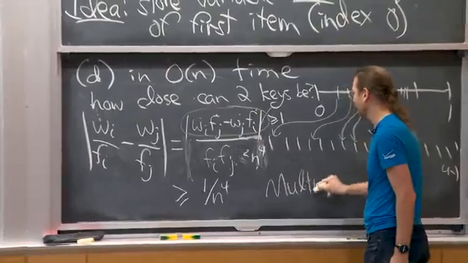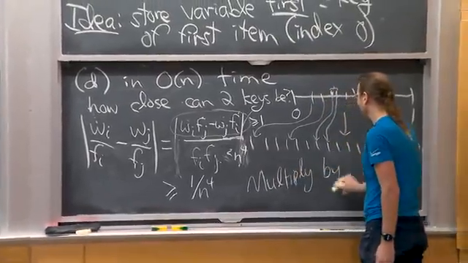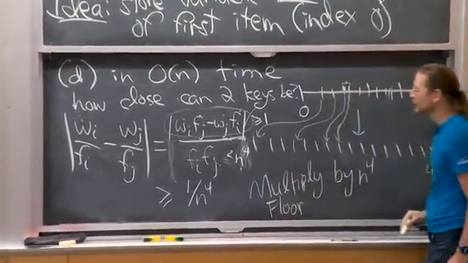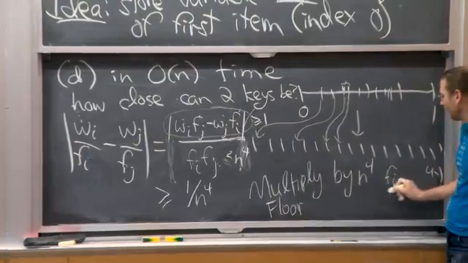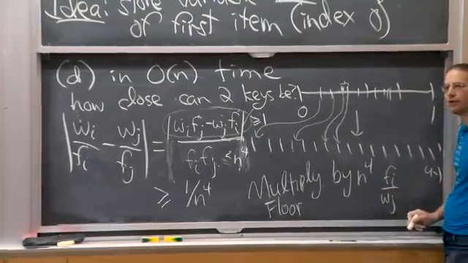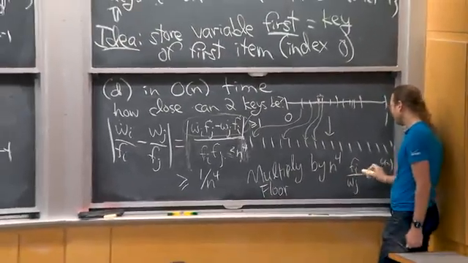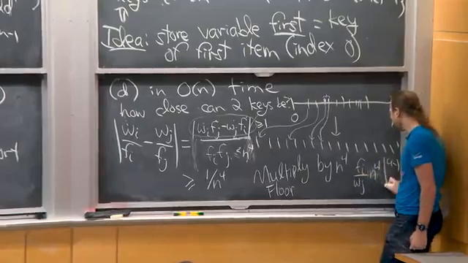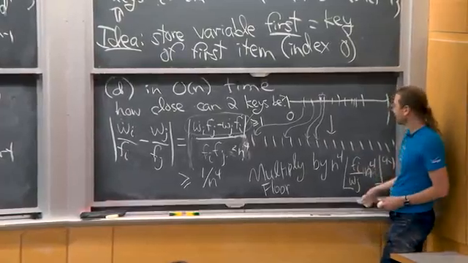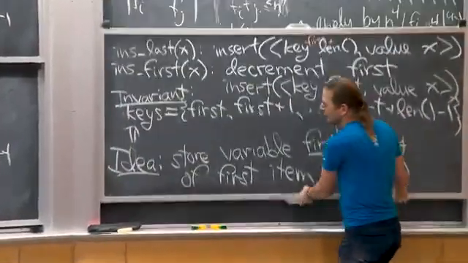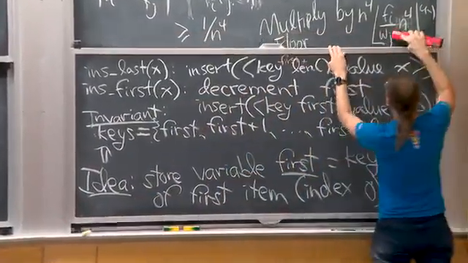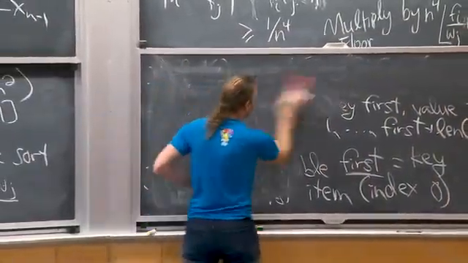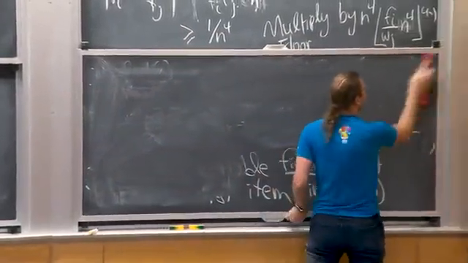So just multiply by n to the 4th, and then floor. So we're going to take each fi over wi. I would like to compute this ratio, but I don't know how. So instead, conceptually what I want to do is multiply by n to the 4th and take the floor. How do I actually do this in a machine that doesn't have real numbers like this? I don't have a floor operation, just integer operations.